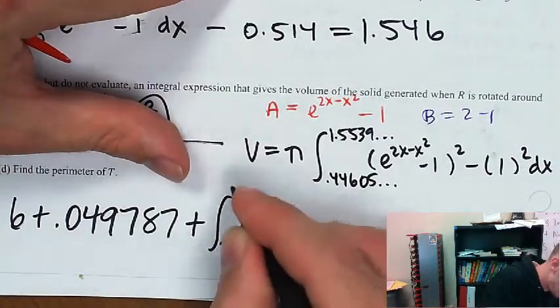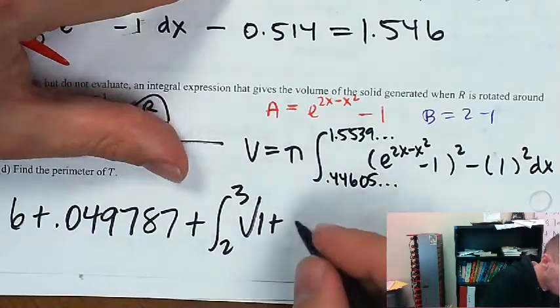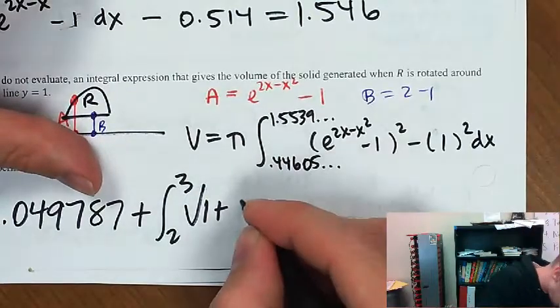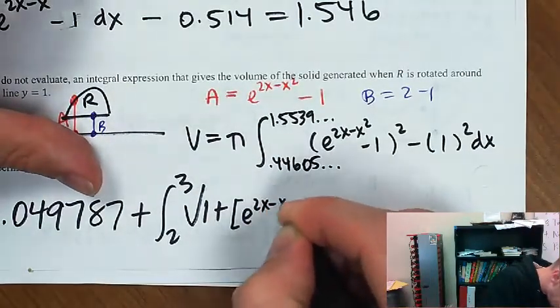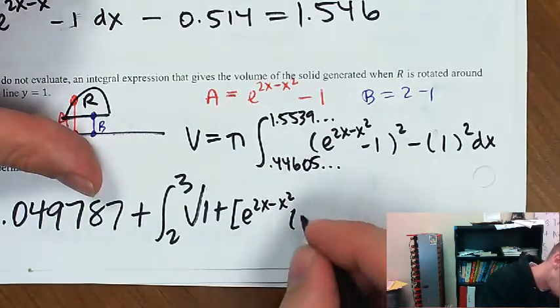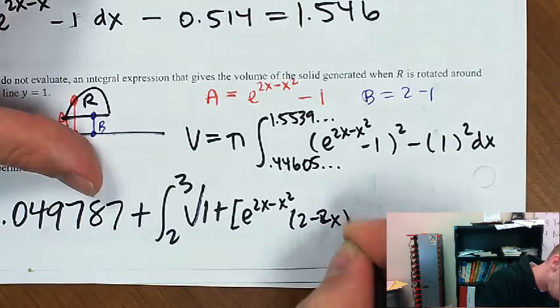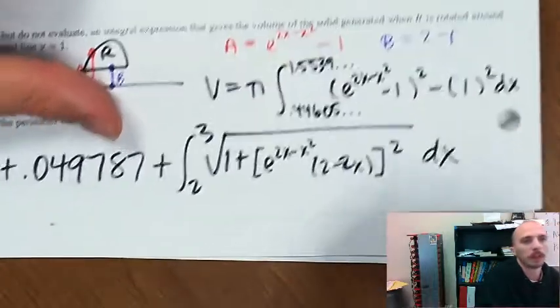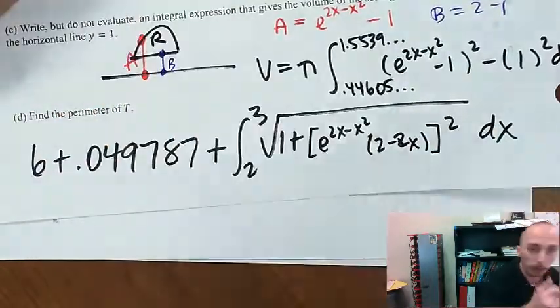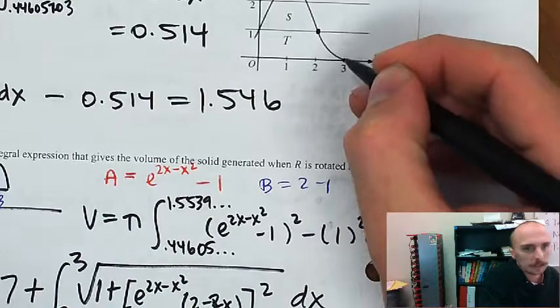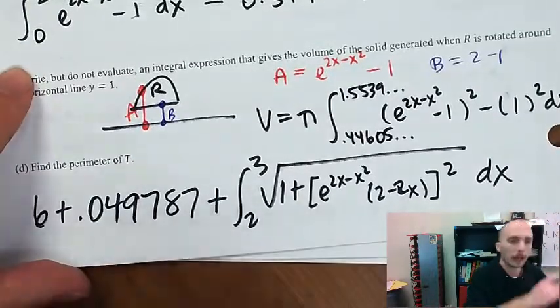the integral from 2 to 3 of the square root of 1 plus dy dx squared dx. The derivative of e to the 2x minus x squared is going to be e to the 2x minus x squared multiplied by the derivative of the exponent, which is 2 minus 2x. We could run that through a calculator and get ourselves a perimeter. I'm not going to do that right here. Okay, that wasn't a real question, you can tell because of that little issue with that 0.049.